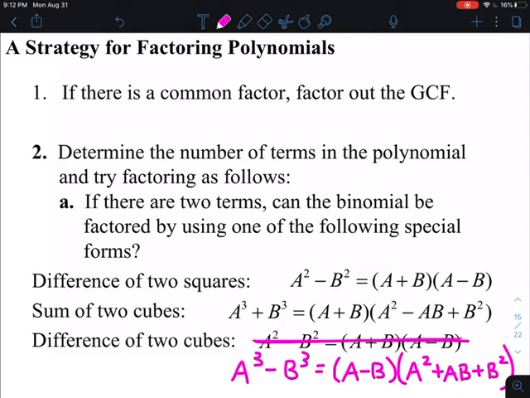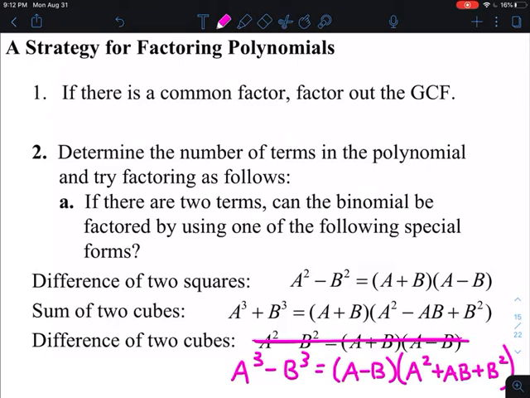Part A says, if there are 2 terms, can the binomial be factored by using one of the following special forms? Now I have a typo in there and I'm pretty sure I still haven't fixed it. So the first type of special case was the difference of 2 squares. That was a squared minus b squared, which gave you one of each, a plus b and a minus b. The sum of 2 cubes, which is what we just looked at, a to the third plus b to the third, gave us that first binomial a plus b. And the second part, our trinomial, a squared minus single ab plus b squared.